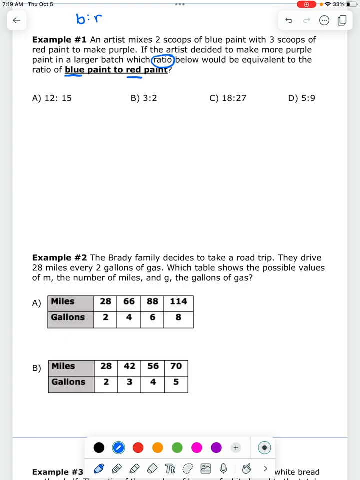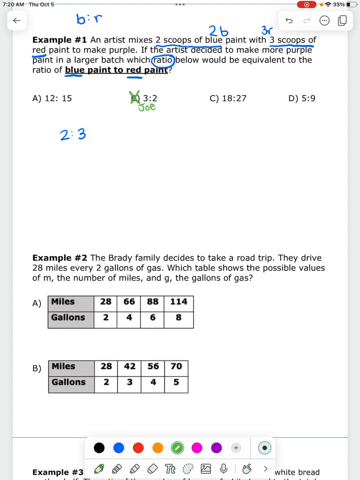How many blue did I have? I had 2 scoops of blue. So 2 blue, and I had 3 scoops of red, so 3 red. If I was going to write that ratio, blue would go first, so 2 would go first, and then 3 would go second. And then I'm going to check my answer choices. My Joe Schmo would be B, because we just talked about we cannot switch that order.